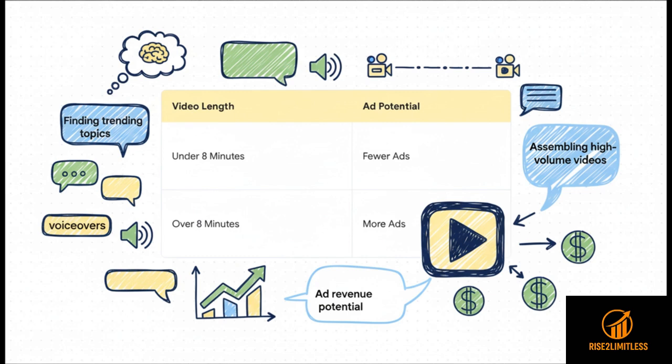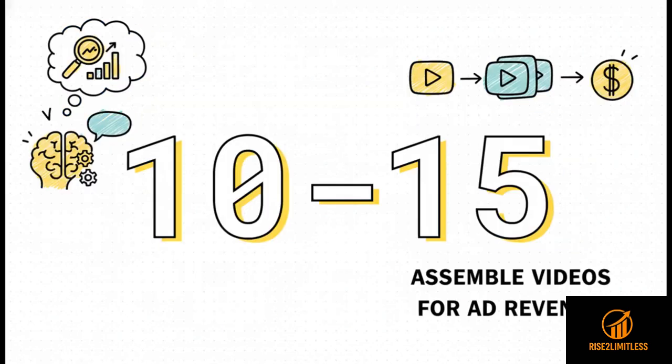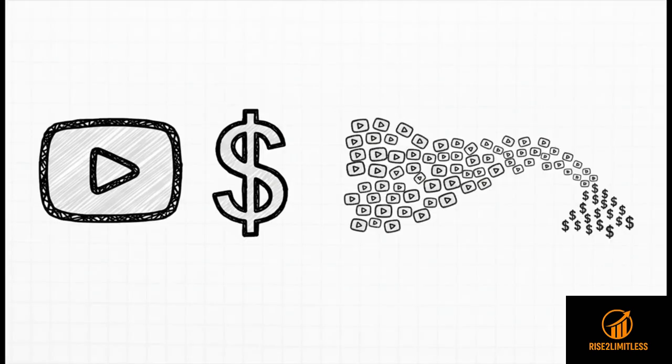So how do you make up for that? The answer, according to this method, is pure, unfiltered volume. The suggestion is to upload between 10 and 15 of these automated videos every single day. And that's the whole financial strategy in a nutshell. You're not trying to make one perfect long video, you're playing a numbers game. The bet is that the combined views from a ton of short, trending videos will eventually add up and generate some real revenue, making up for the fact that each individual video doesn't earn very much.